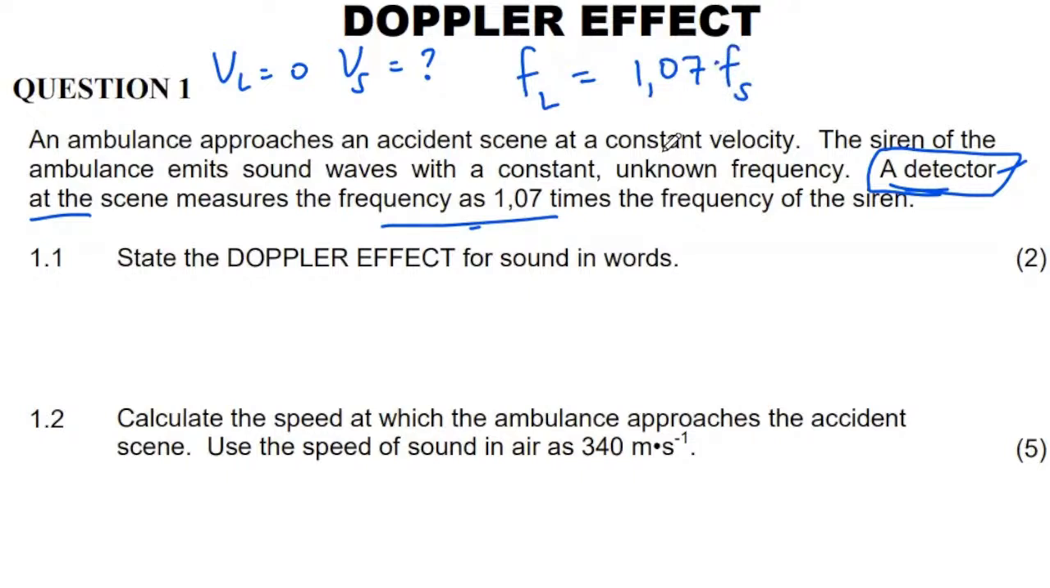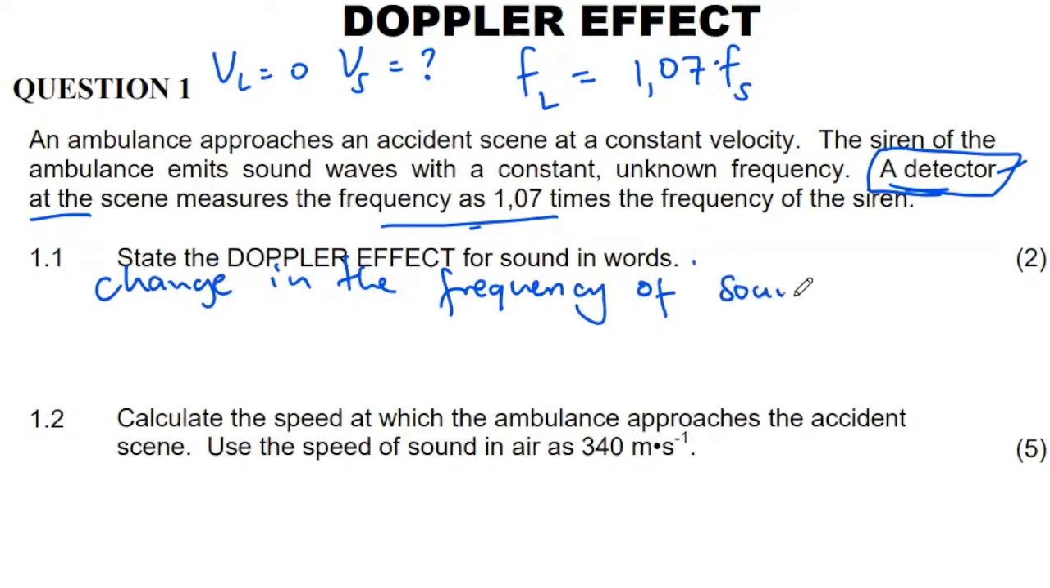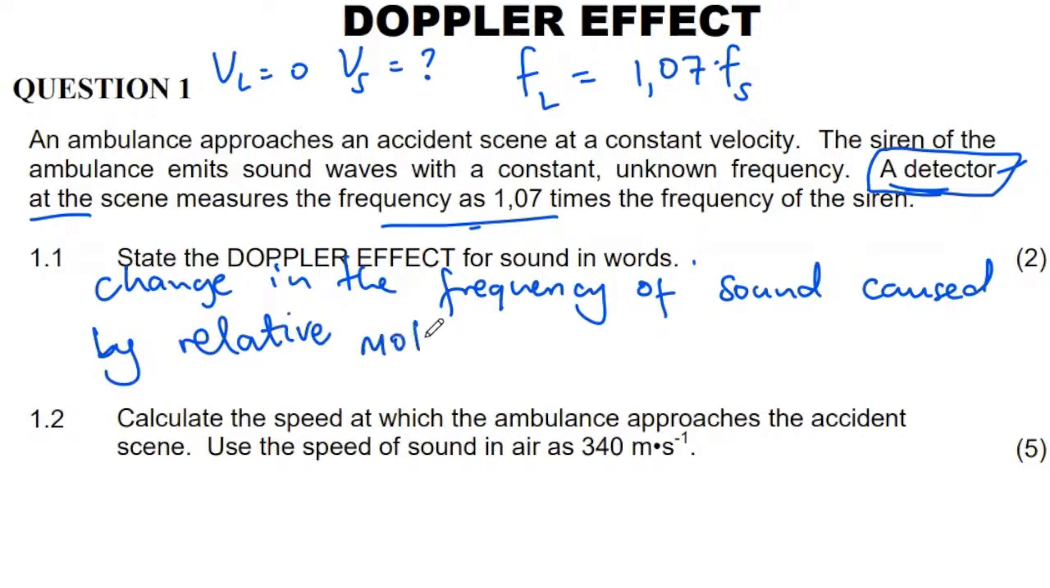Okay, we multiply that. All right, so state the Doppler effect in words. We said it's the perceived, apparent change in the frequency of sound caused by the relative motion. So it's the change in the frequency of sound that is caused by the relative motion of the source and the listener.